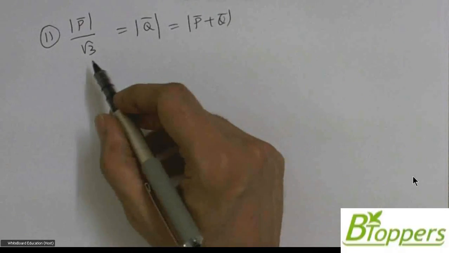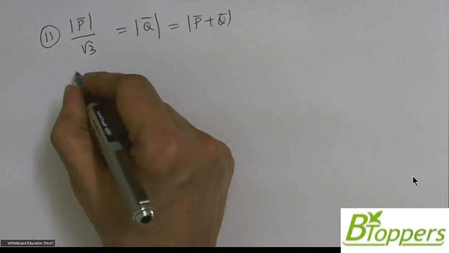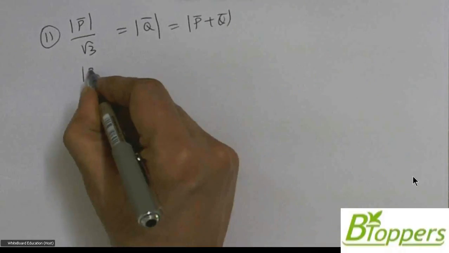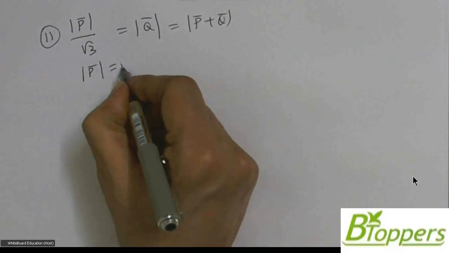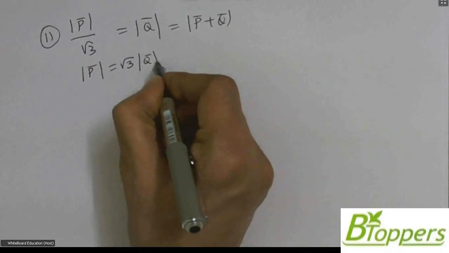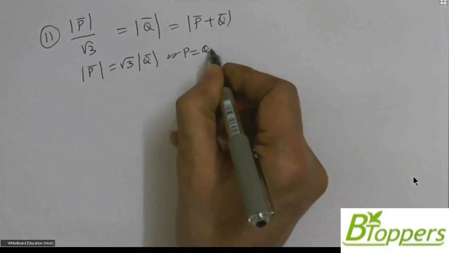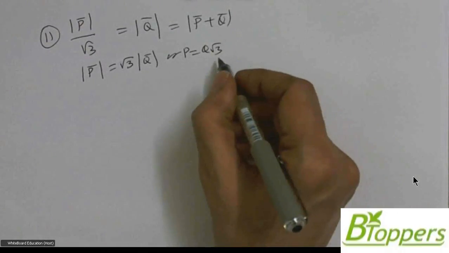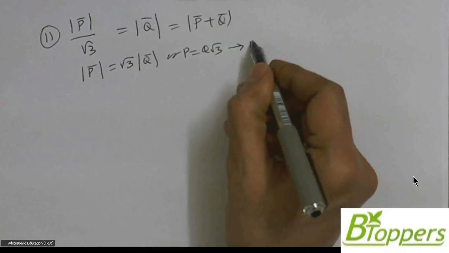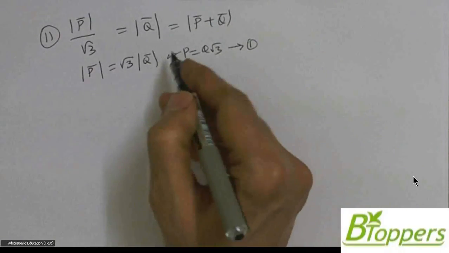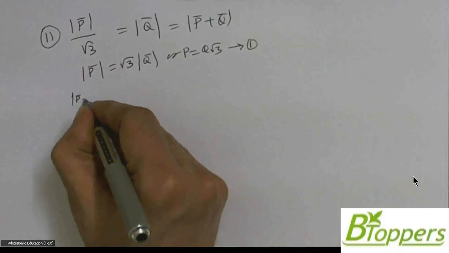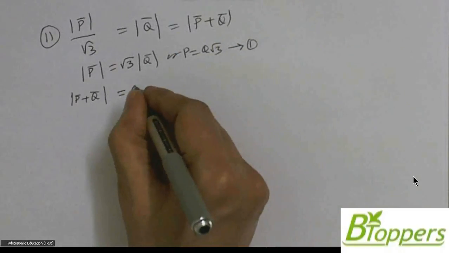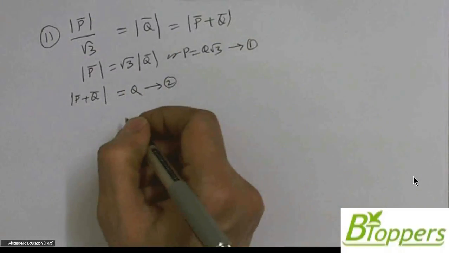So combining the first two, we can observe that the magnitude of p bar, you can write as root 3 times the magnitude of q bar, or p equals q root 3. Considering this, we call it equation 1. Now consider the last two. The magnitude of the resultant of p bar and q bar is the same as the magnitude of q bar. That means you can write it as q. Call that equation 2.